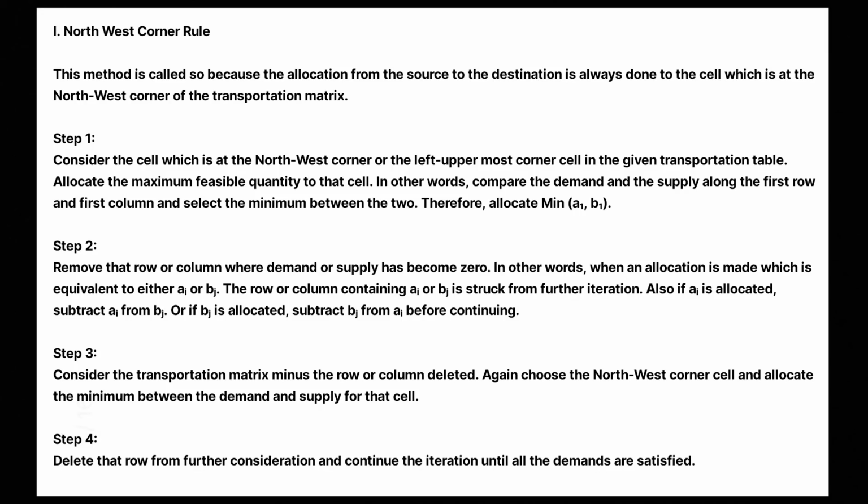So this is the northwest corner rule. This method is called so because the allocation from source to destination is always done to the cell which is at the northwest corner of the transportation matrix. We have 4 steps in this rule.